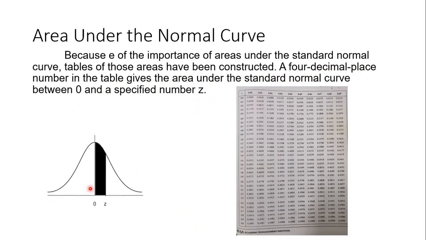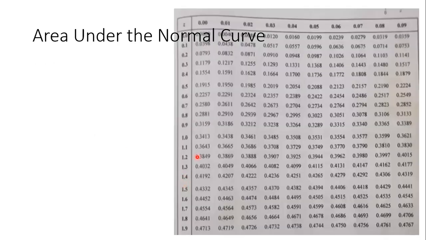So let's say you have this normal curve and then you have from the mean or from the middle, which is 0, up to a particular value of Z-score. And this shaded area is bounded by 0 and a particular value of Z-score. This is our concerned area. Area under the standard normal curve between 0 and Z. So how do we use this table and how do we look for the area under the normal curve using Z-score?